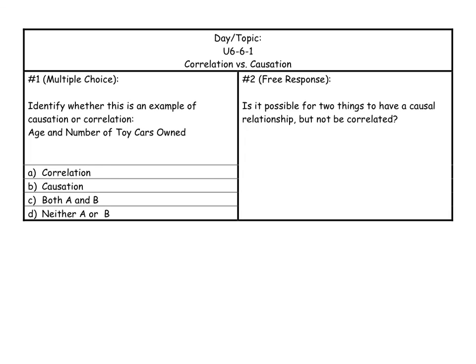And number 2, is it possible for two things to have a causal relationship but not be correlated? Again, refer back to your notes on a causal relationship. There's a couple bullets there you can take a look at.